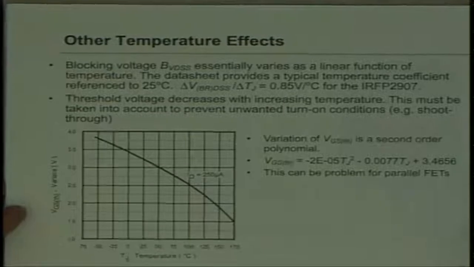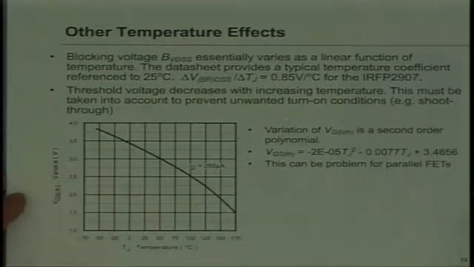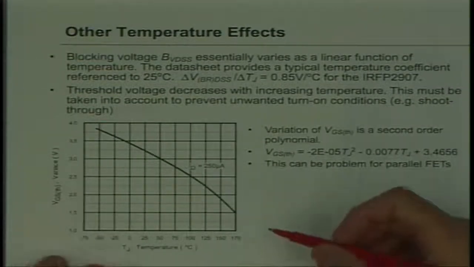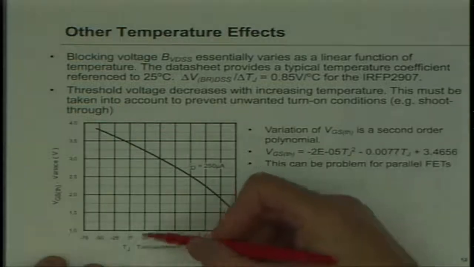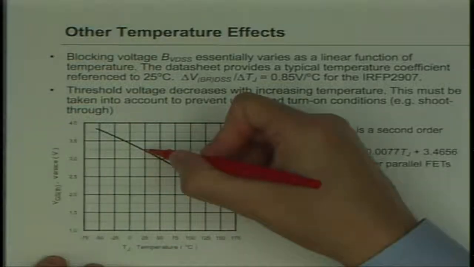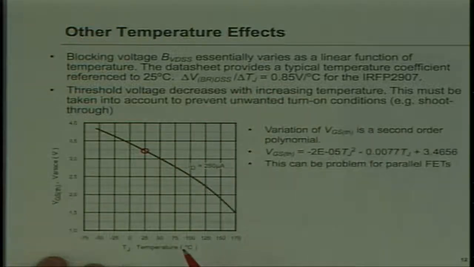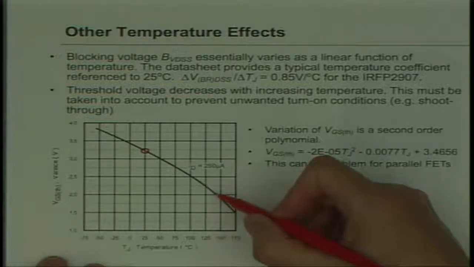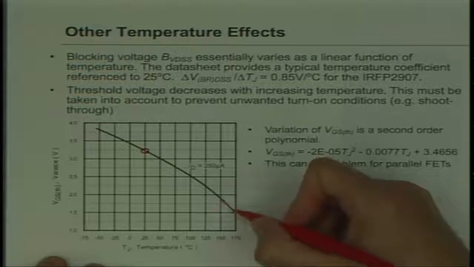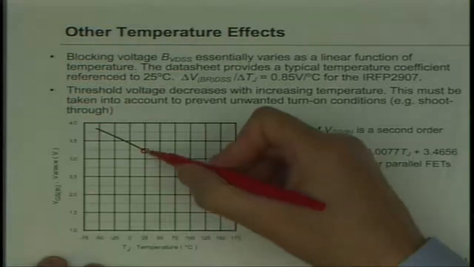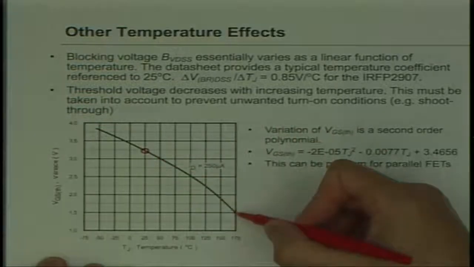I also mentioned that the gate threshold voltage varies in a bad way. So if I'm at 25 degrees C and I'm at roughly 3¼ volts threshold voltage, when I'm up at very hot, near failure, at 150 or even 175, you can see it's dropped by more than a factor of 2.